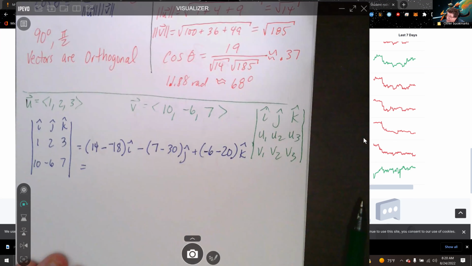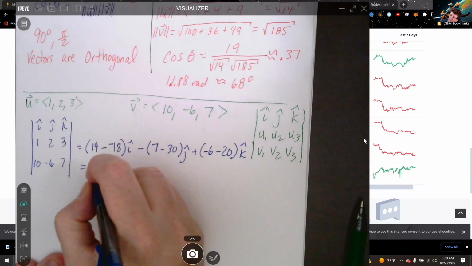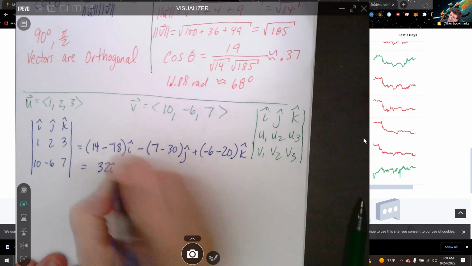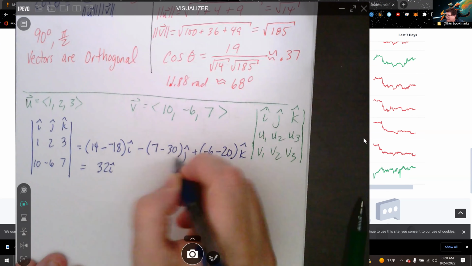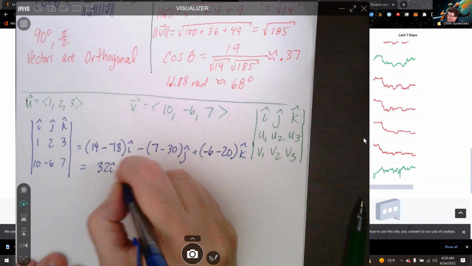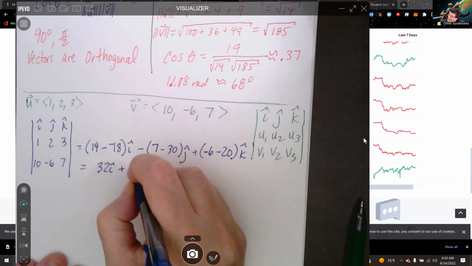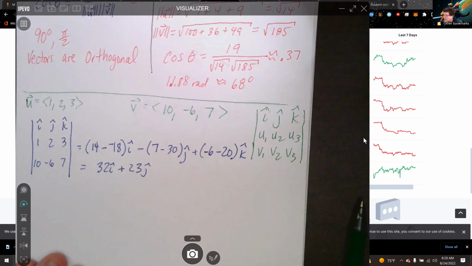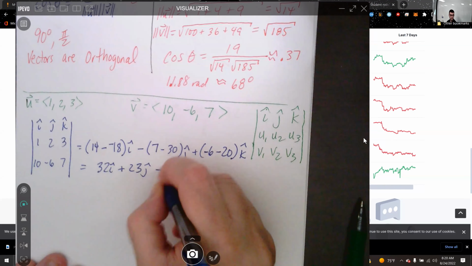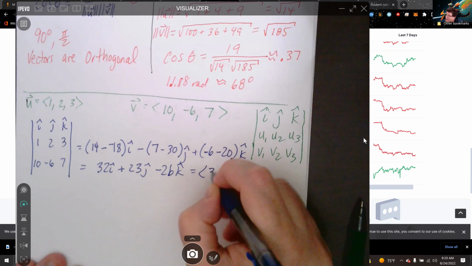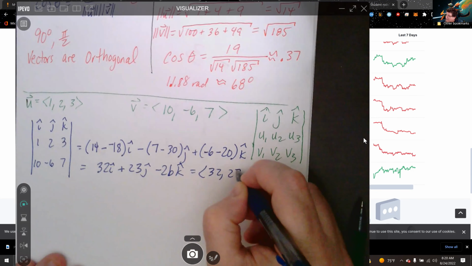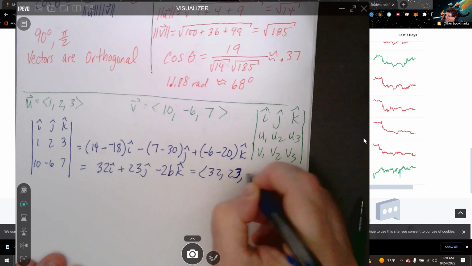Looks like we get, what is that, 32? 32 I hat. This is negative 23, negative make it positive, is positive 23. And then we got minus 26 K. Or we can write this as 32, 23, negative 26.